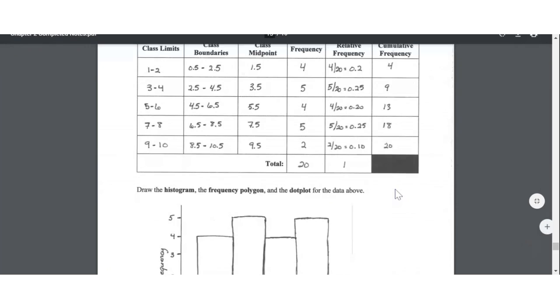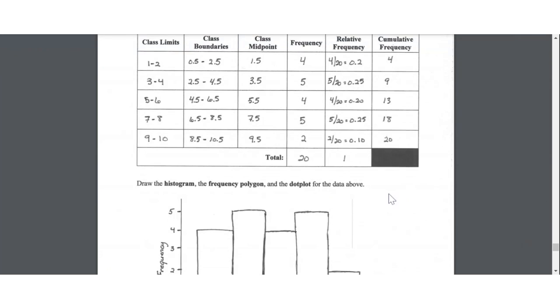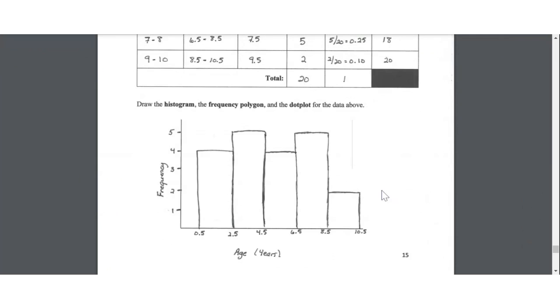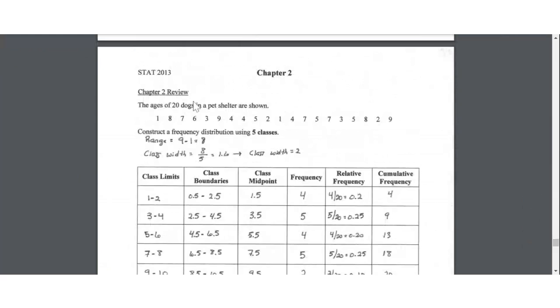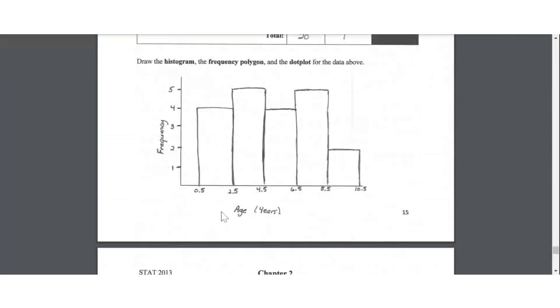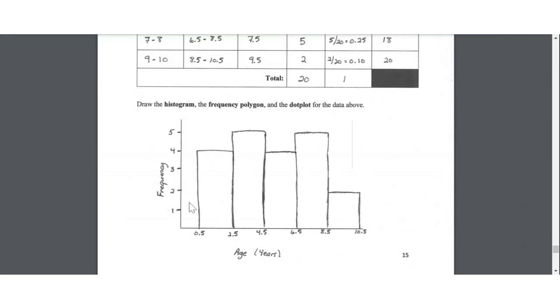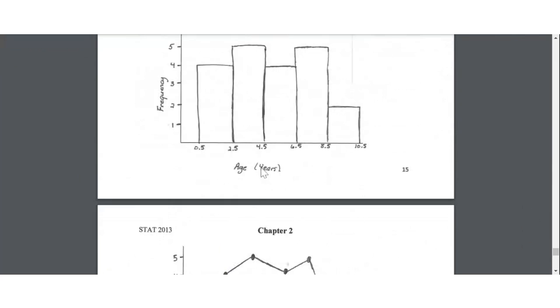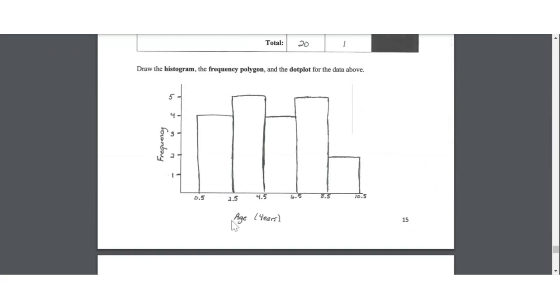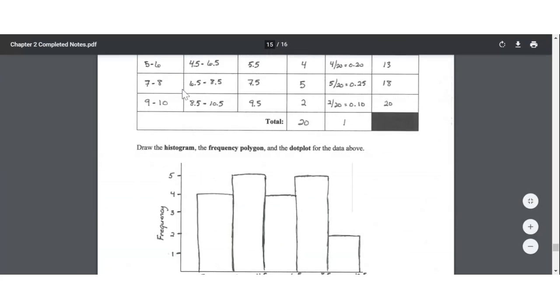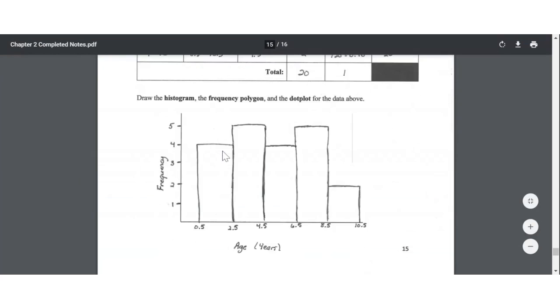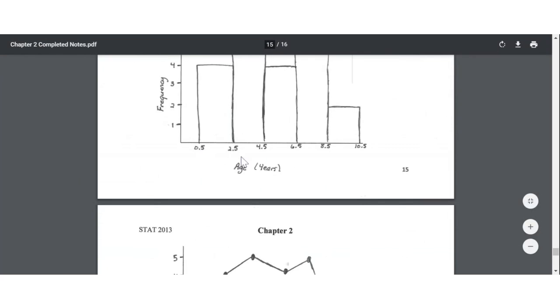So the next thing we want to do is draw the histogram, the frequency polygon, and the dot plot for the data above. On the x-axis goes our class boundary. What I did was just label the x-axis as the age, because that's what is changing. So age in years, or you could also put class boundaries. So we have from 0.5 up to 10.5 in increments of 2.